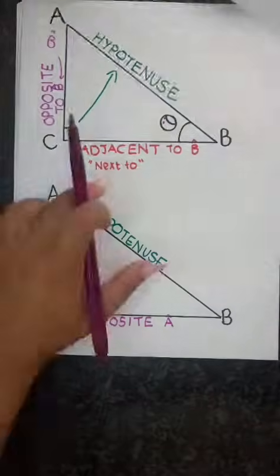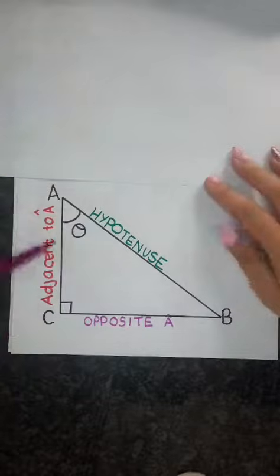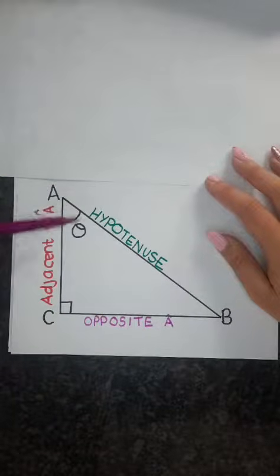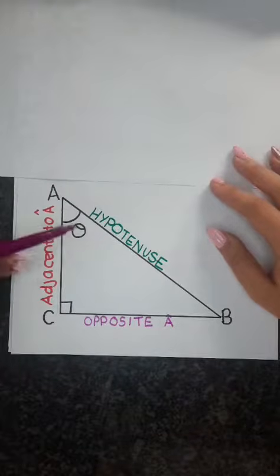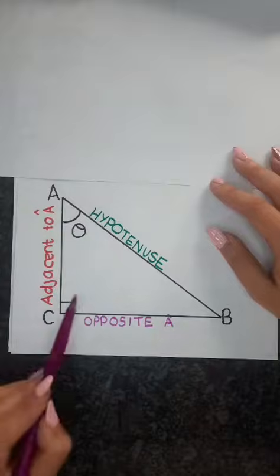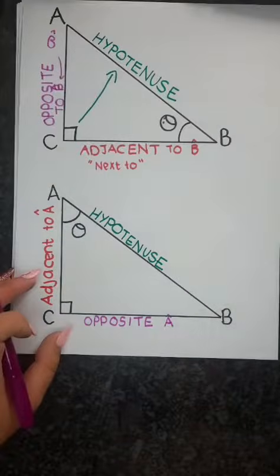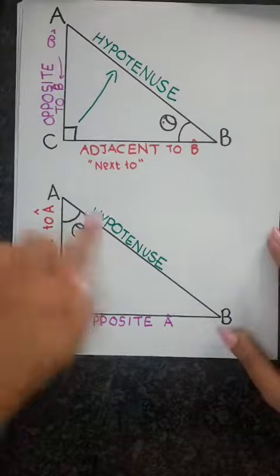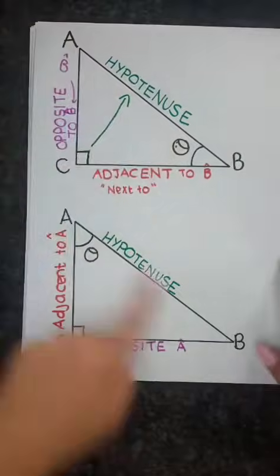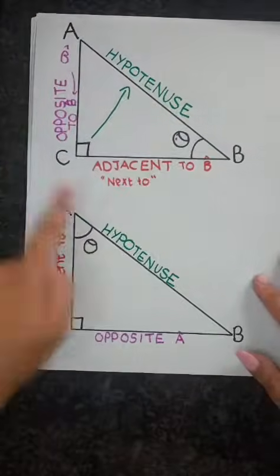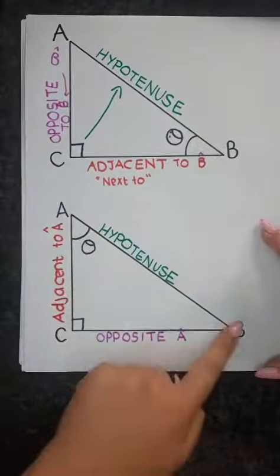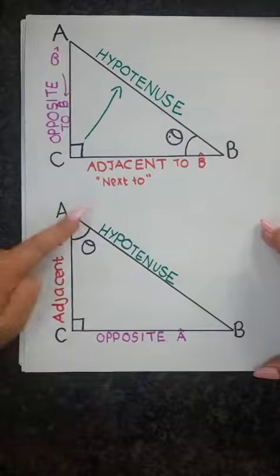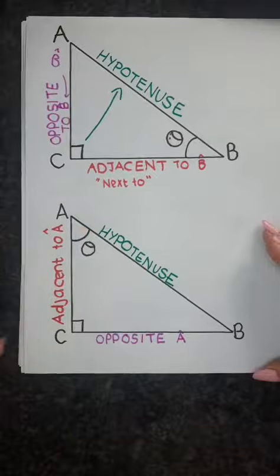Anyway, adjacent means next to. So if you look at angle A, it is now theta. This side is opposite A, and this side is adjacent to A, next to, and this side still is the hypotenuse. The hypotenuse stays the same in both triangles because it's opposite the 90, but this is adjacent if I'm speaking about angle B. This is opposite if I'm speaking about angle A. Do you understand that difference?